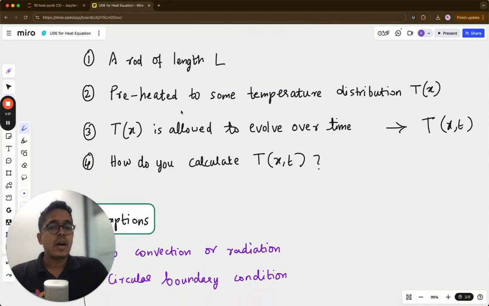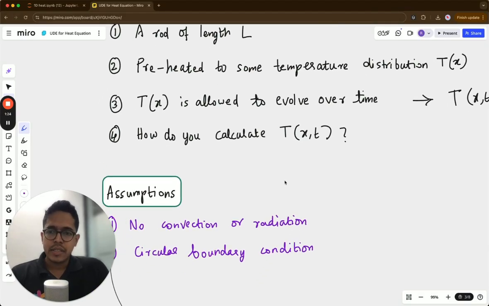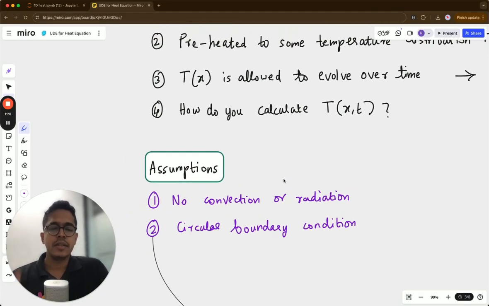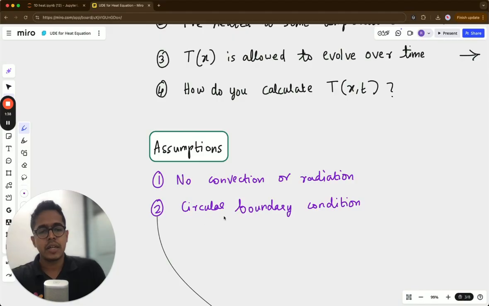So the question is, how do we calculate the evolution of temperature, which is T of X comma T? We can take a few assumptions here. First assumption is there is no convective or radiative heat transfer, meaning the rod is not losing heat to the atmosphere or to outside the rod through convection or radiation. There is also something called a periodic boundary condition or circular boundary condition.